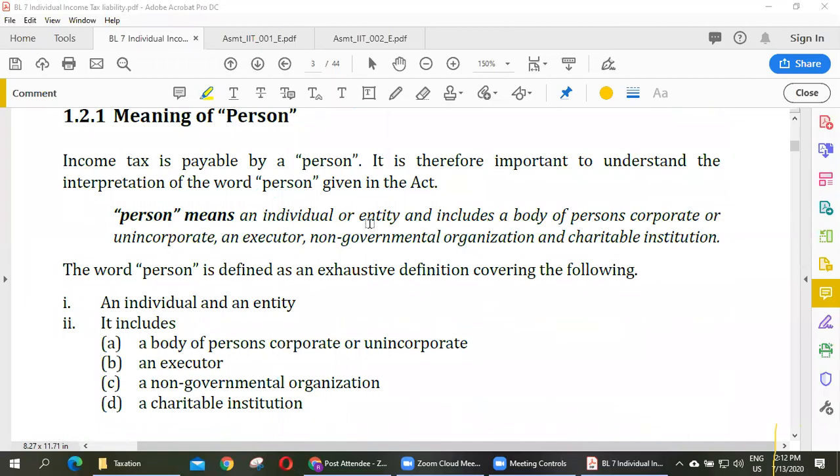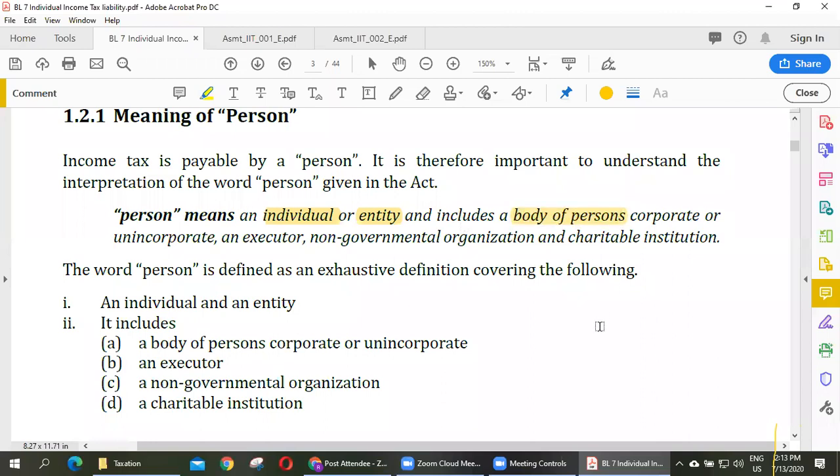Income tax is payable by a person. It is therefore important to understand the interpretation of the word person in the given act. So they have given an interpretation of what you mean by a person. Person means an individual, or entity. Entity means organization. It includes a body of persons.